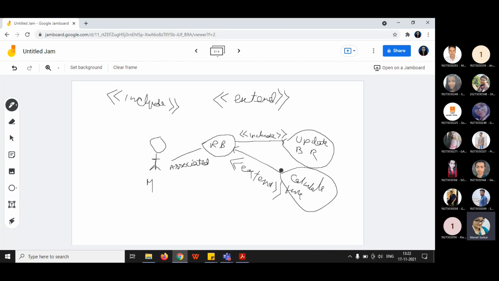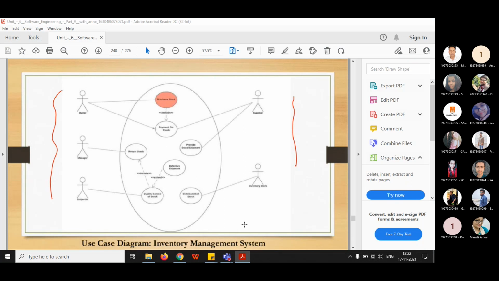And there is one more thing, that is generalization. Generalization is a relationship, the concept of inheritance among use cases and actors. A solid line with a hollow triangle is used to show generalization. So this is one example. And here is another example of a use case diagram using an inventory management system.